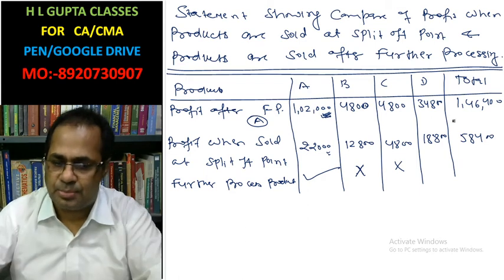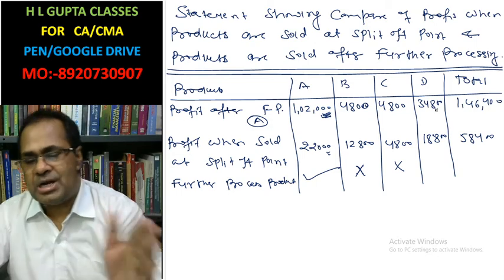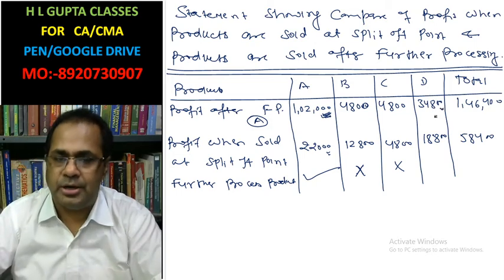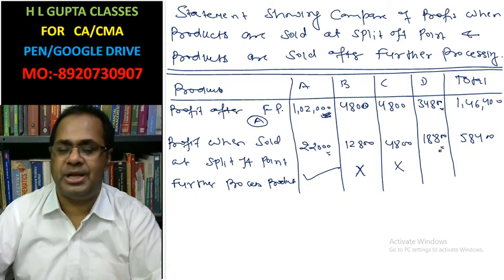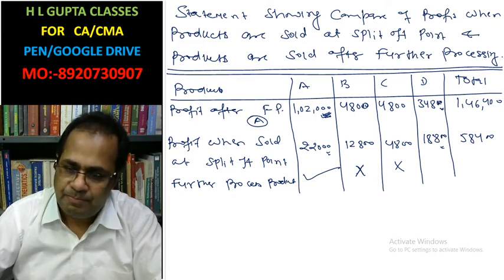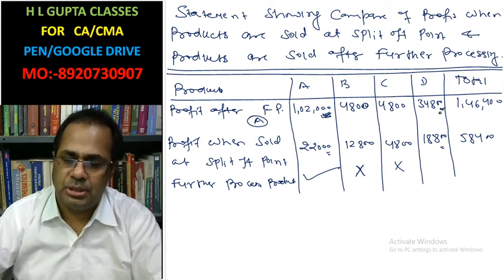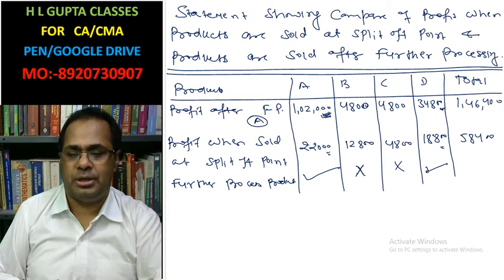In the case of D, profit when the product is further processed is 34,800. And when the same product is sold at a split-off point, the profit is 18,800. In this case, profit is higher in the case of further processing. That's why we should further process product D.